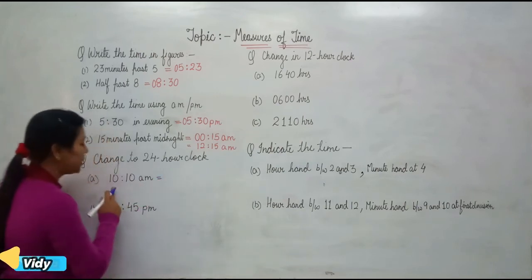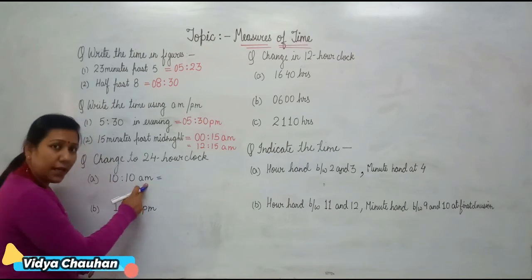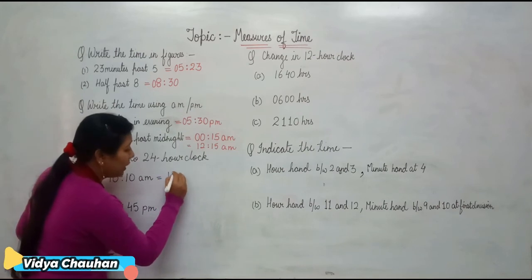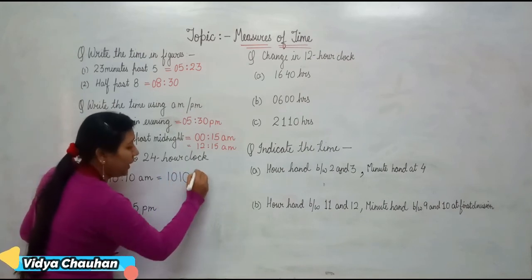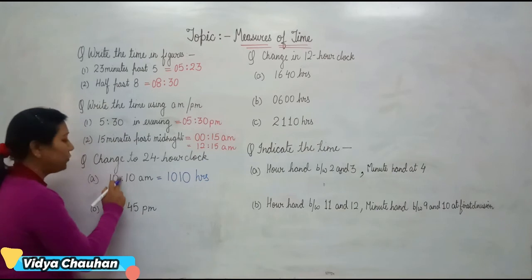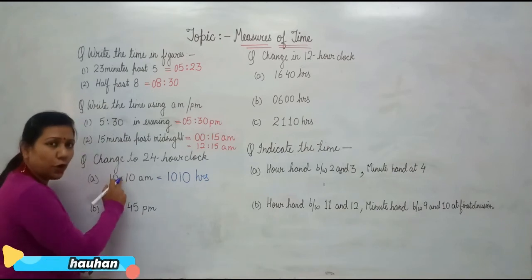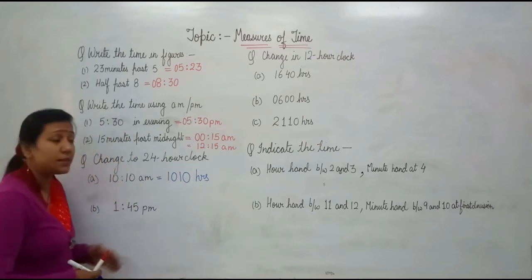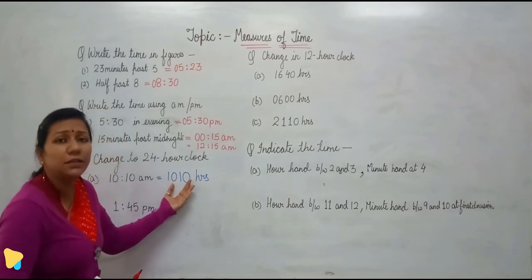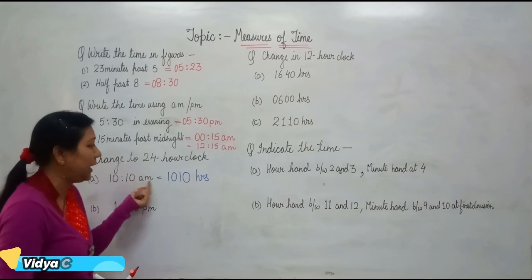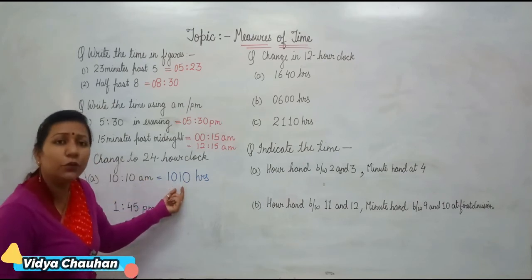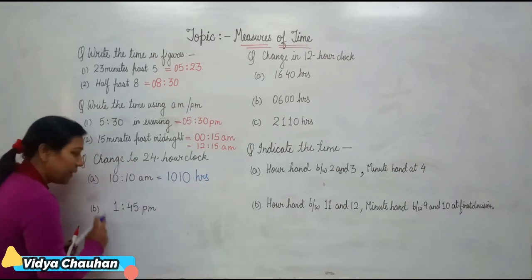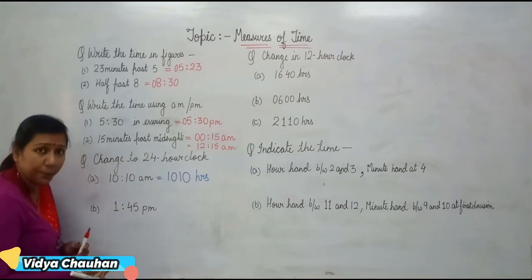So here in the first part, it is 10:10 a.m. Just because it is AM, you will write the value in the same manner, 10:10, and you have to remove the two dots here. So it will become 10:10 hours, and now your time is in 24-hour clock. Coming to the second part, in which it is PM, right?